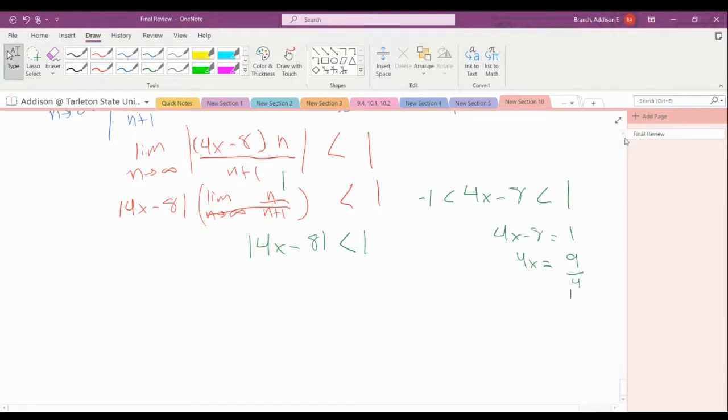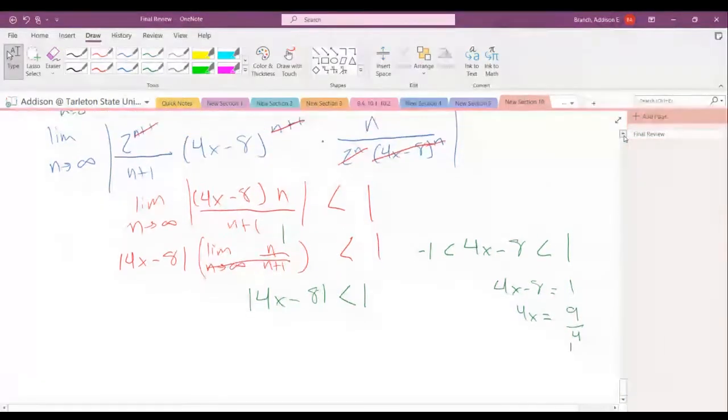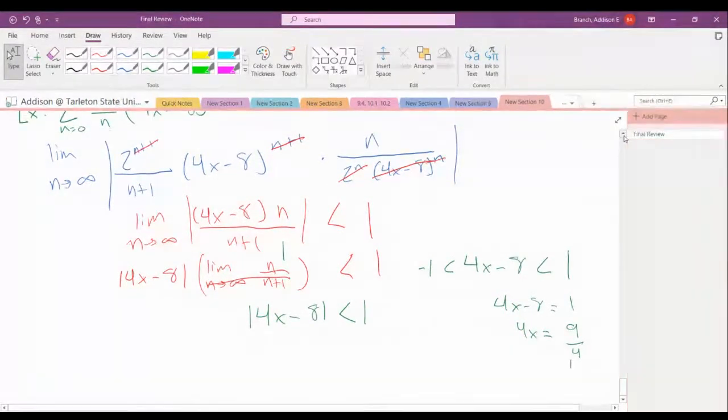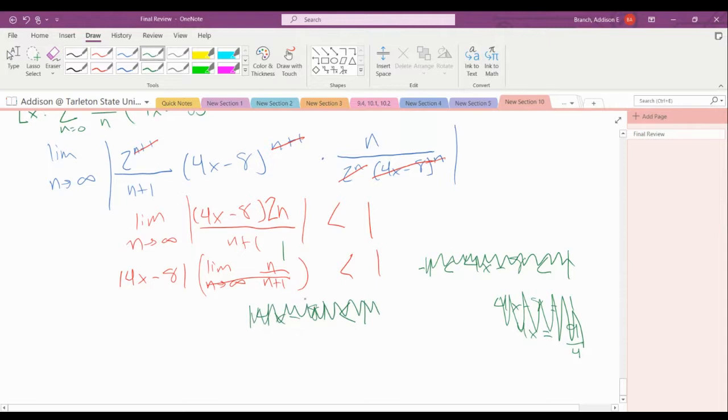Wait, actually, give me a second. I forgot a 2. My bad. I forgot that 2 up there. I was thinking this doesn't match my notes. So that limit will go to 2. There we go.